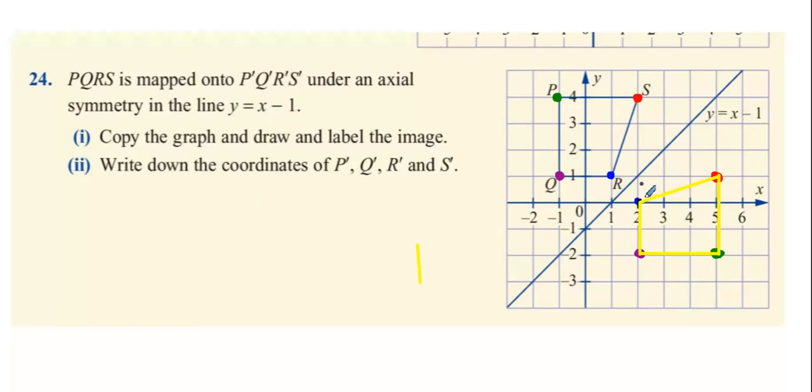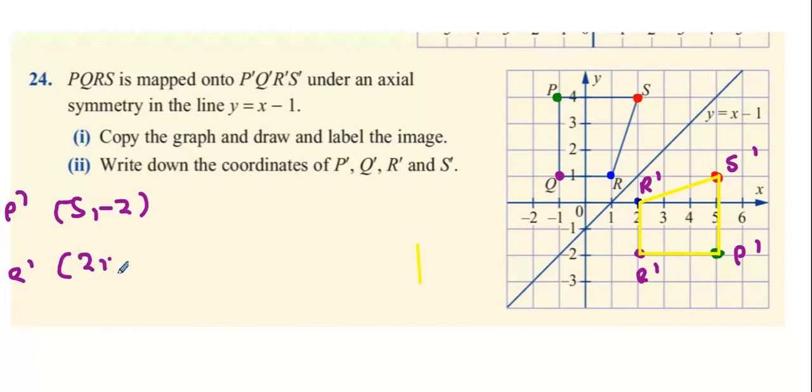Well, this is R dash, this is S dash, this is P dash, and this is Q dash. So P dash is 5, minus 2. That's P dash. Q dash is 2, minus 2. Okay. R dash is 2, 0. And then S dash is 5, 1. Okay, well done.